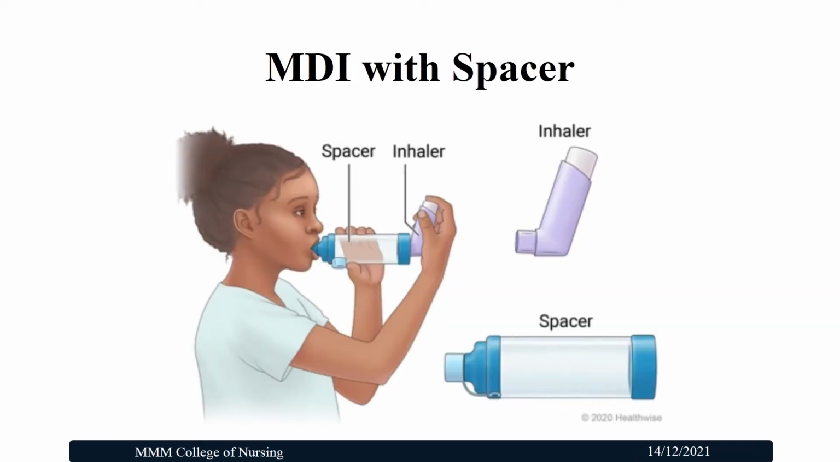The next method is using the metered dose inhaler along with the spacer. The spacer is a long empty device, or we can call it a chamber. It will be fixed along with the inhaler when the patient is using the medication.